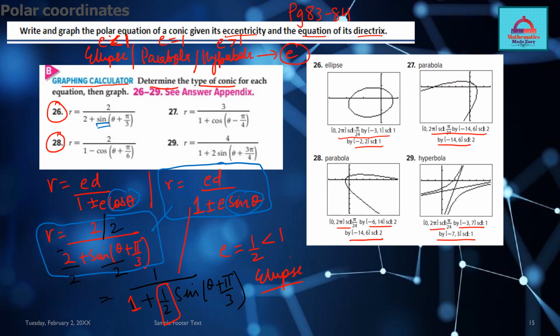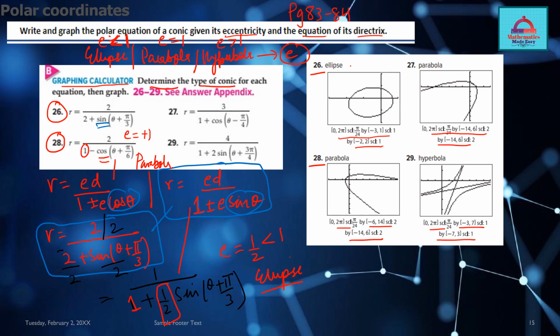So compare this with this one because it is cos. So cos is there, so 1 is already there. I need not divide by anything. So what is the value of E? E is plus 1. So if E is equal to 1, what kind of conic is it? Parabola. So when you see the graph for 28, it is a parabola. For 26, it is an ellipse.